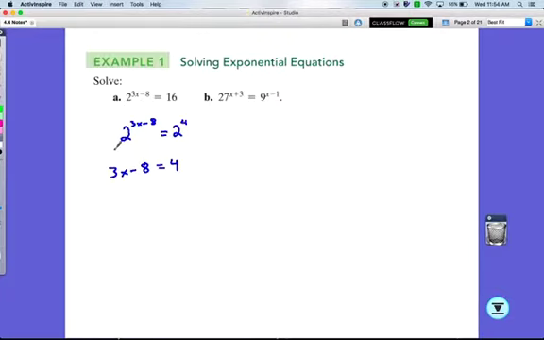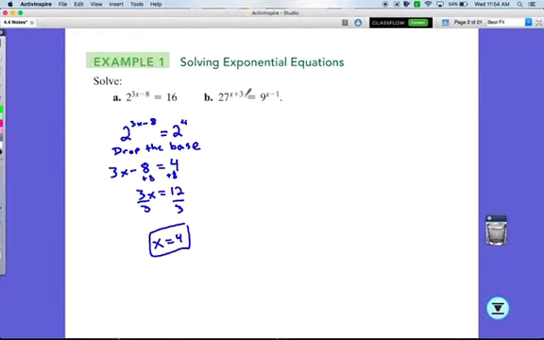So if the bases are the same, you can drop the base and set the exponents equal to each other. Now you solve this out like a normal linear equation. Add the 8, so you get 3x is equal to 12. Plus 8, plus 8. And then divide by the 3. You get x is equal to 4.